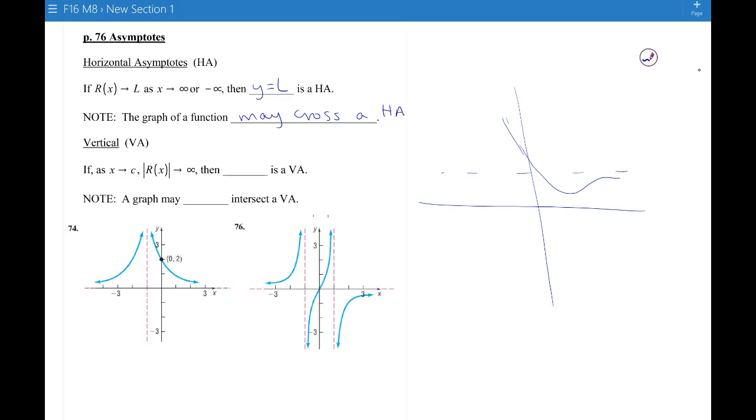Vertical asymptotes, on the other hand, a graph may not intersect a vertical asymptote. And as x is approaching some value c, if the value of the function is going to infinity or negative infinity, then x equals c is a vertical asymptote. It's the equation of a line, so you need to label it. So this would be the vertical asymptote x equals 1. So that will help us when we go to do trigonometric graphs, and that's all we have for section 1.7.